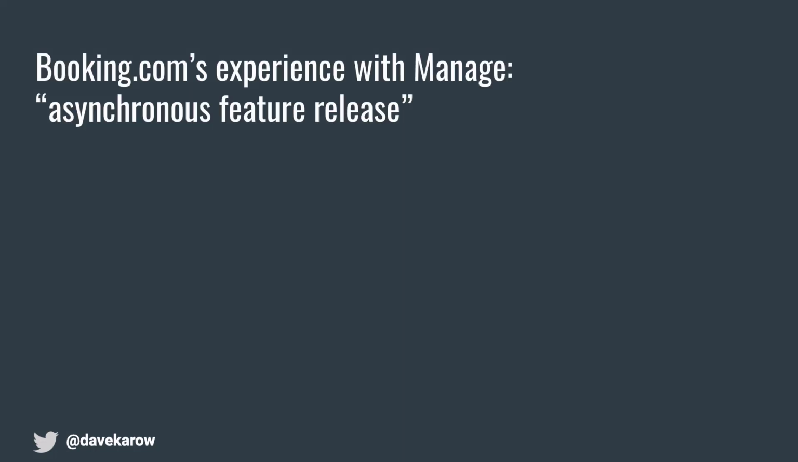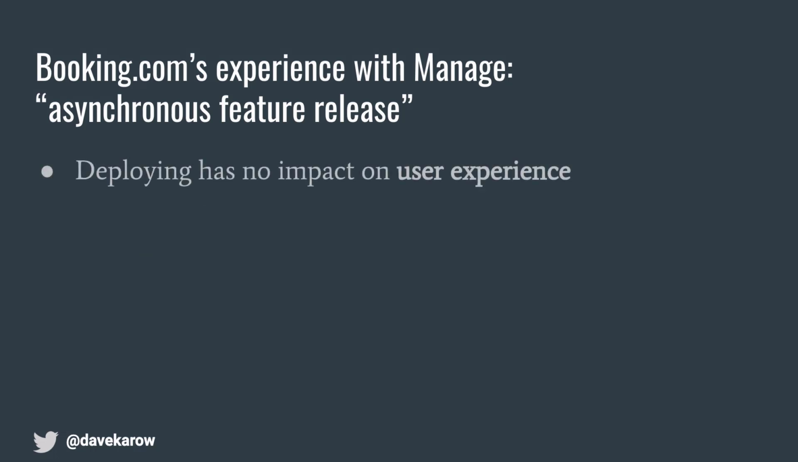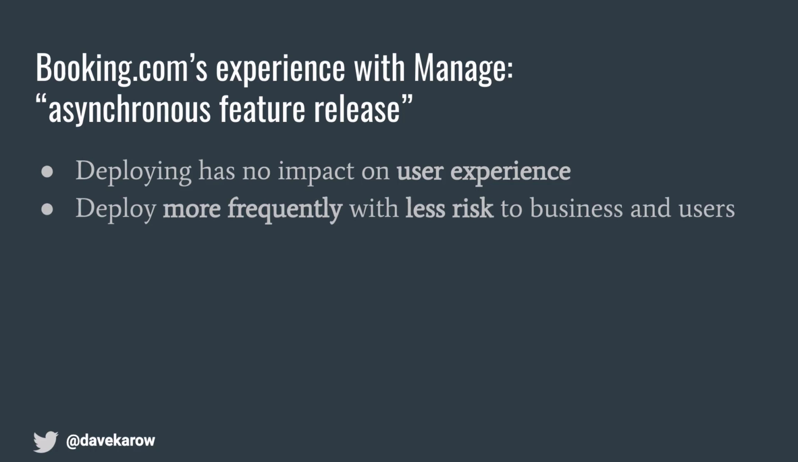So this is their experience with what they call asynchronous feature release. So deploying has no impact on user experience. This may sound self-evident once you realize that deploying is separate from releasing, but deploying doesn't hurt anybody because it's the releasing, the turning it on, that could hurt people, right? And they find they deploy more frequently with less risk to the business or to the users, right? So the net result is that they have much more agility. Teams are more willing to try things and they do things more often, and it takes them less time because they're not as freaked out about breaking everything. Because if they do break something, it's going to get handled. And we'll talk about that in a second, actually.